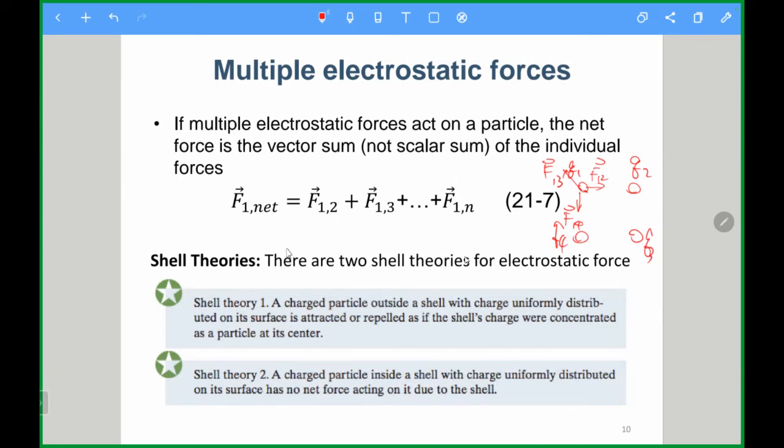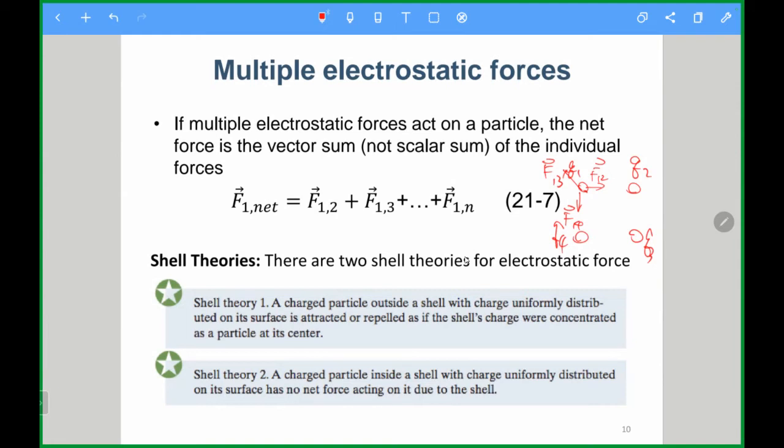Okay, so here we try to explain another theory called the shell theorem. So far I cannot show you the proof yet. I will show you the proof in chapter 23, two chapters later. With Gauss's law, I can explain why the shell theorem is like this. But here, just try to accept the conclusion.